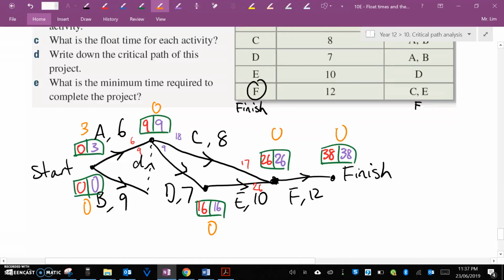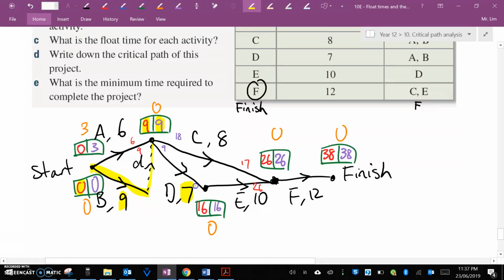Now this is where I said we need to check, right? 0 plus 9, does that equal to 9? Yes, it does. So B is part of the critical path. Now, is 9 plus 8 equal to 26? No, it's not. So C is not part of the critical path, even though it looks like it is, because the float time is 0, but it's not.